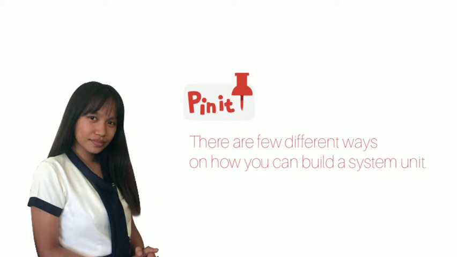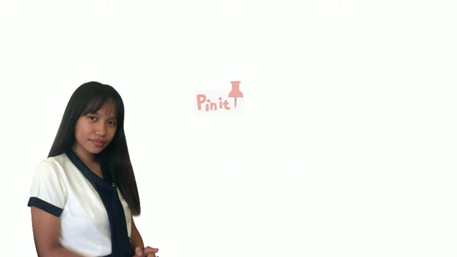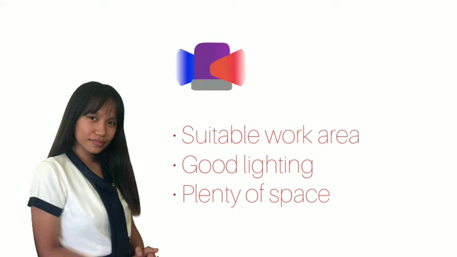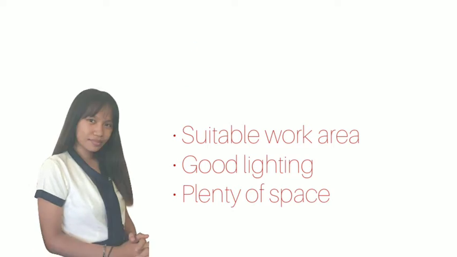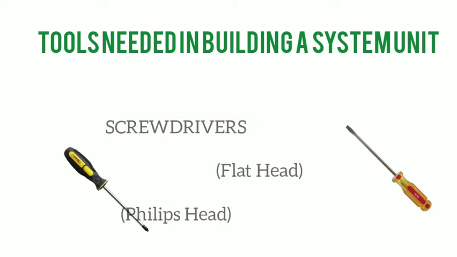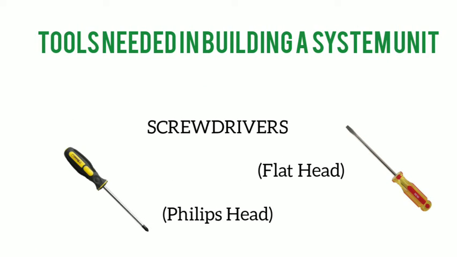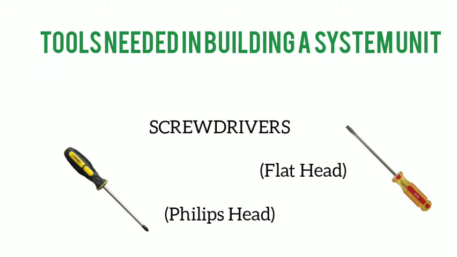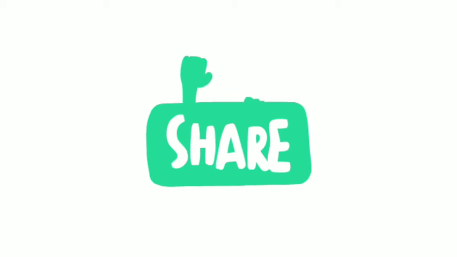Now let's get into the main part of this video, which is the steps on how to build a system unit. There are a few different ways on how you can build a system unit, and it is up to you to take the one you feel most comfortable with. Moreover, before building your system unit, make sure that you have a suitable work area, with good lighting and plenty of space. Ensure that you have all the required parts and tools needed. And lastly, have a guide or manuals for the individual parts to avoid damaging them. Let me show you the steps on how to build a system unit.